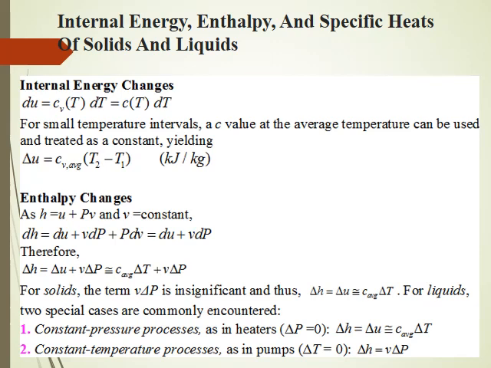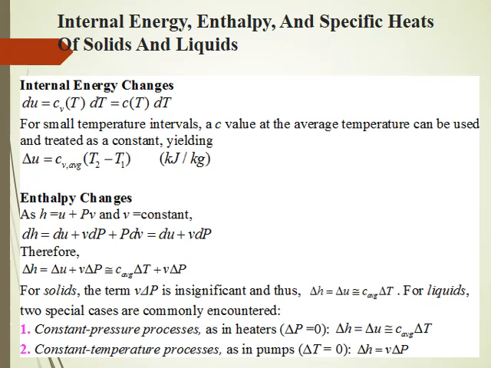Now using the definition of enthalpy, H is equal to U plus PV, and remembering that specific volume is constant for incompressible substances, the differential form of enthalpy change for incompressible substances can be determined in this way. So you can say dH is equal to du plus vdp plus pdv.